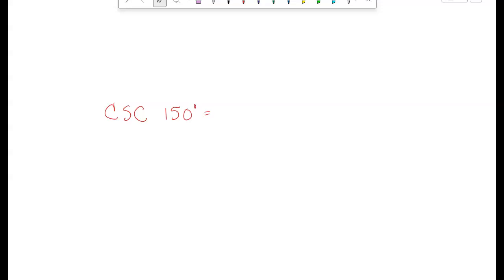Guys, let's go with this one. Cosecant goes with which value? It's 1 over sine. So really, this is 1 over the sine of 150 degrees. Sine is positive or negative in the second quadrant? Positive. So right away we know this is going to be positive, right?